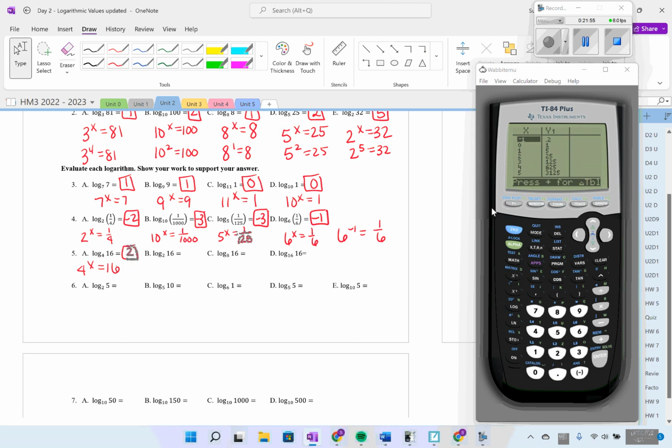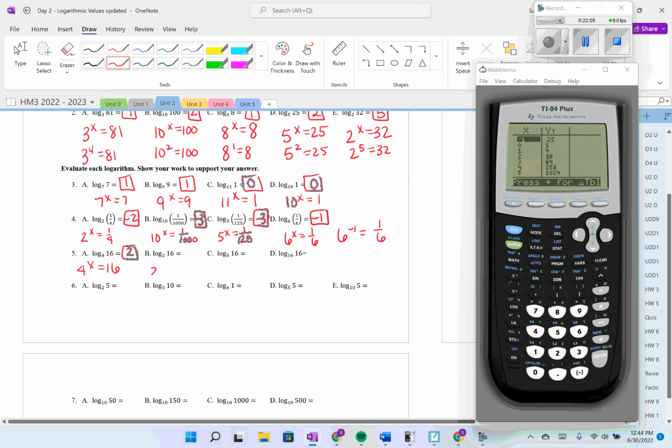And again, if you don't know that, you could always go to your y equals, plug in 4 to the power of x, and then look at the table and see that 4 squared is 16. So 2 to what power equals 16? Again, same thing. We did this earlier, but if you don't know, you can go to your y equals and plug in 2 to the x and see that 4 would be the exponent, so 4 is the answer to the log.